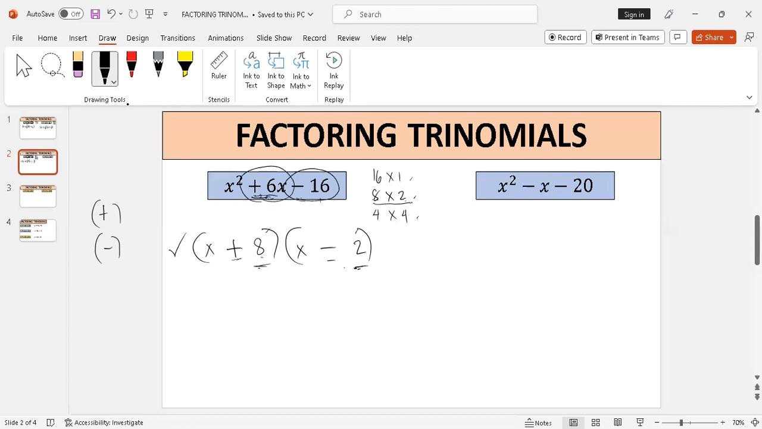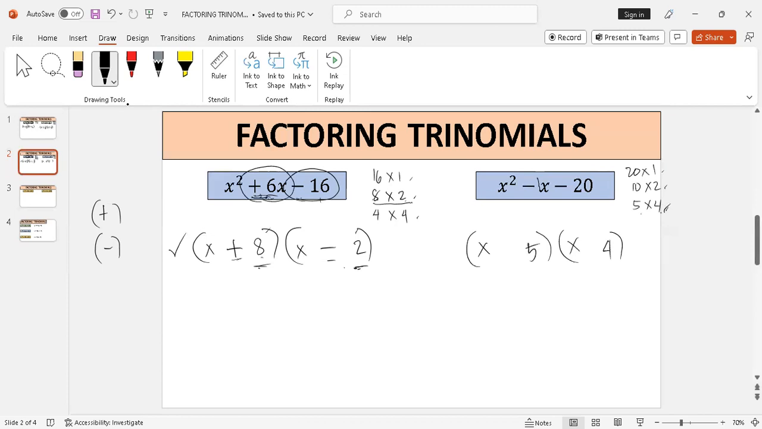Let's try x squared minus x minus 20. So, the first factors or the first terms of these factors are x. What about the second terms? Find all the factors of 20. We have 20 times 1, 10 times 2, and then we have 5 times 4. So, alin naman dito yung kapag pinag-add or kapag pinag-subtract nyo, ang magiging sagot ay negative 1? It's 5 and 4 kasi 5 minus 4 is 1.